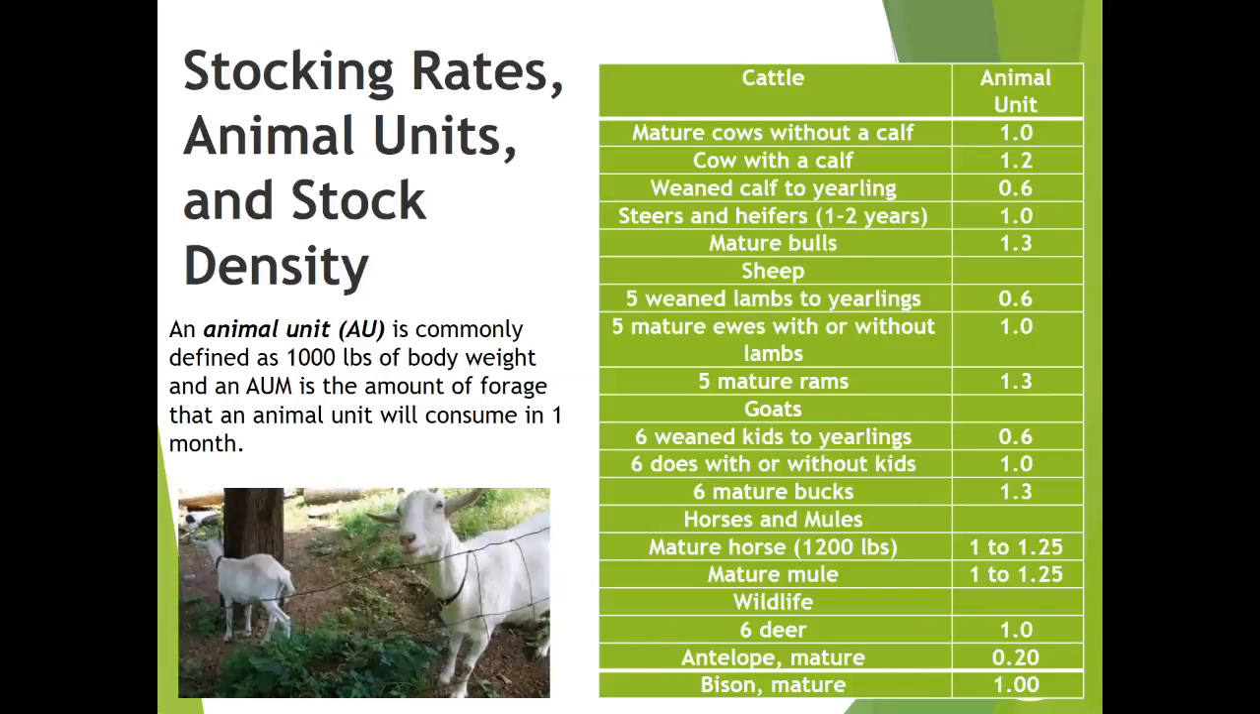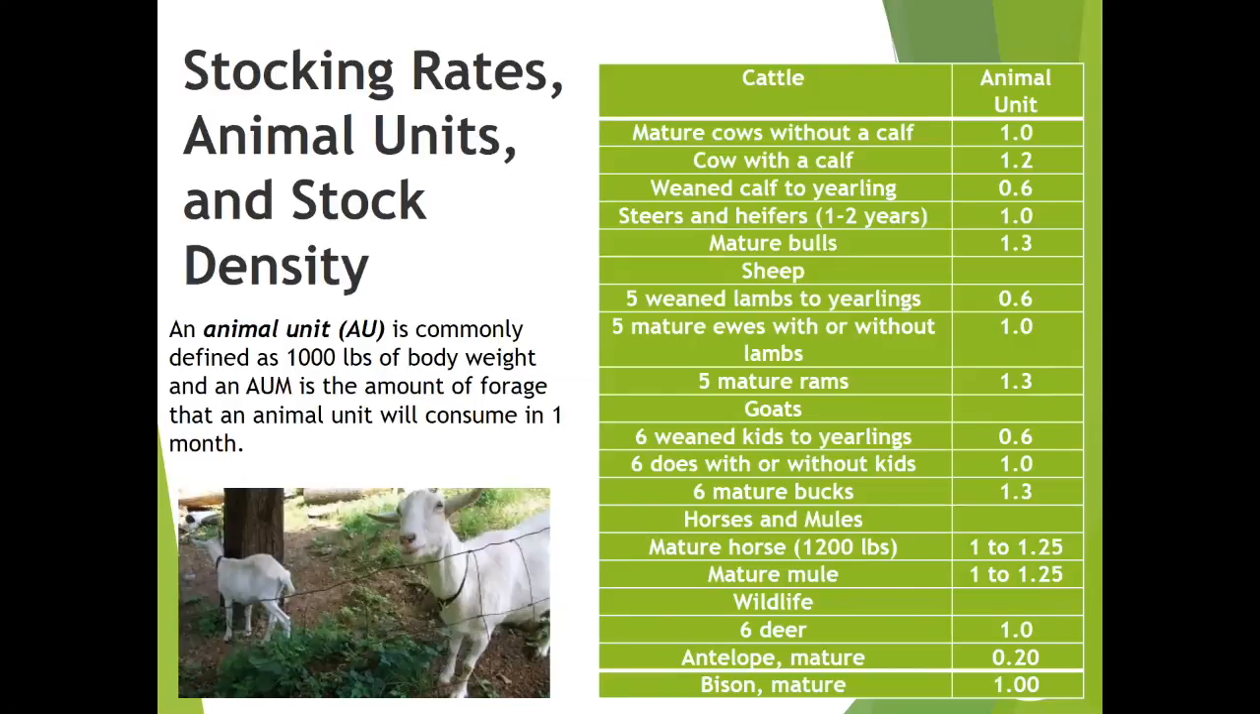So you can see here a mature cow that does not have a calf is going to be about 1 animal unit, or 1,000 pounds. A cow with a calf is going to be a little bit over an animal unit, 1.2. We look down, we have sheep, so 5 weaned lambs or yearlings are going to be a little over half of an animal unit, per their weight. 5 mature ewes with or without lambs is going to be 1 animal unit.